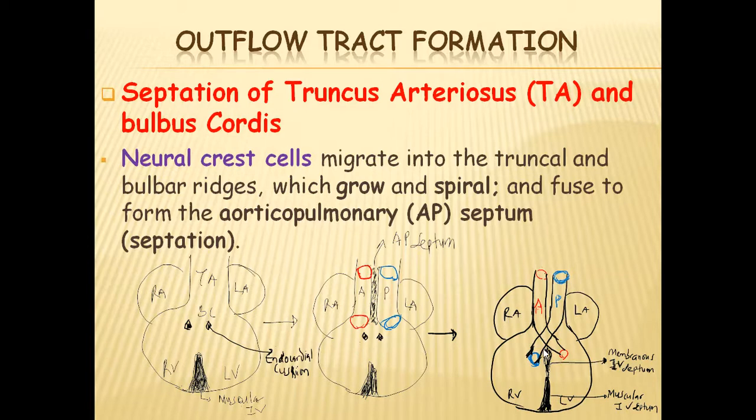If you look at the next picture, the aorticopulmonary septum is going to spiral so that the pulmonary trunk is going to be coming out from the right ventricle and the aorta is going to be coming out from the left ventricle. And if there's a failure to spiral, that means the pulmonary trunk is going to be coming out from the left ventricle and the aorta is going to be coming out from the right ventricle. So the neural crest cells migrate into the truncal and bulbar ridges, which grow and spiral and then fuse to form the aorticopulmonary septum, and that's what we refer to as septation.